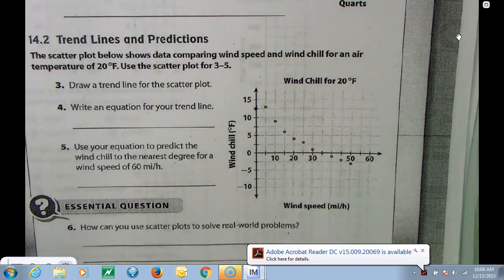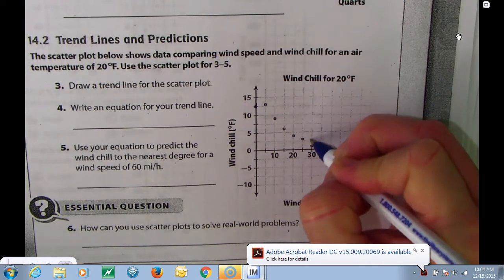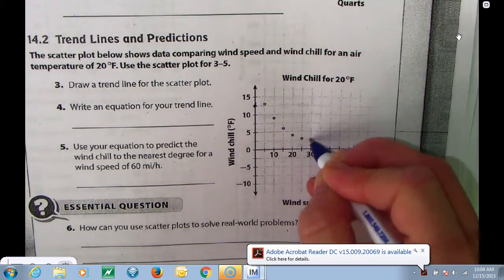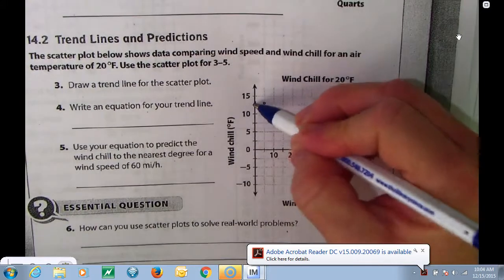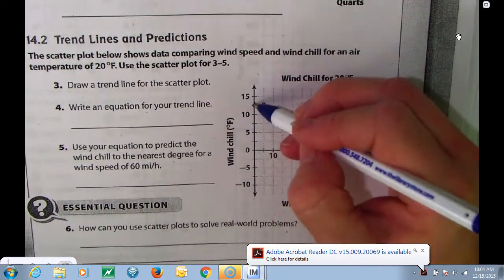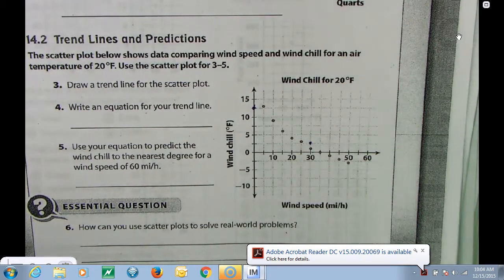Now I want you to make sure your trend line goes through, let me pick a good one. Okay, 30. Go over to 30 and then 2 and a half, which is right there. 30, 2 and a half. So draw your trend line to connect the y-intercept and this point. Draw your trend line from that point to that point. Let's go. Draw it.